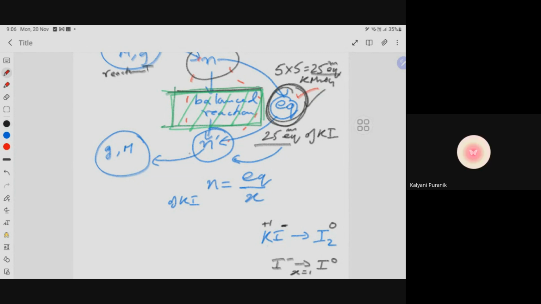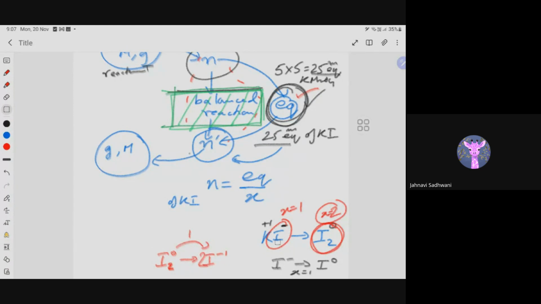What is the X factor of I2? Somebody speak up very fast. What is the X factor of I2? It is 2. Very good. Well said. But why is it 2? Because each I minus became I zero, but there were 2 I's, right? Each of them had a change of 1, but there were 2 of them. So the X factor of this is 2, but the X factor of this is 1. Whatever I said fast because I have already done it earlier and the time is already over.